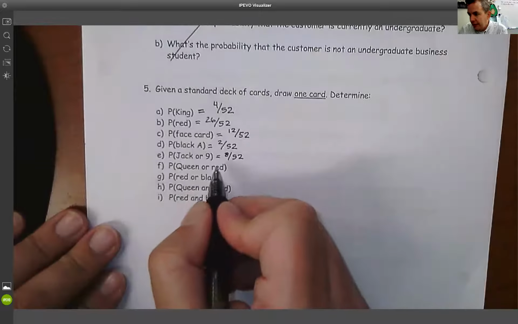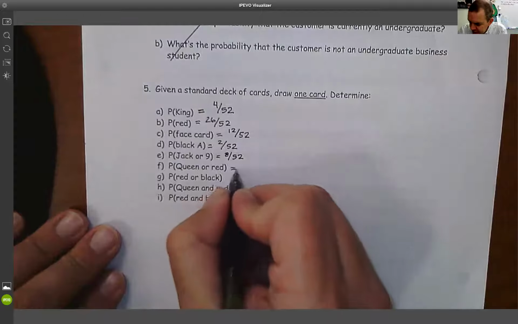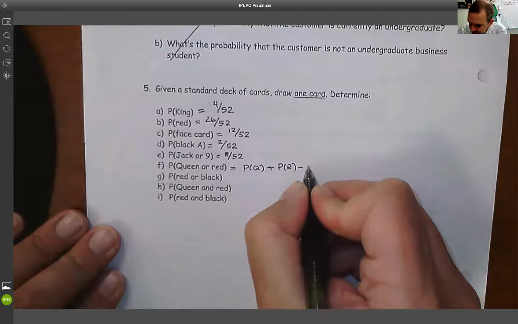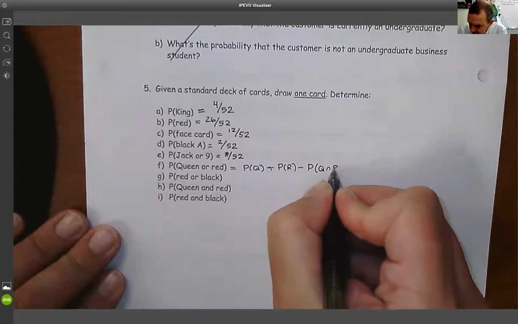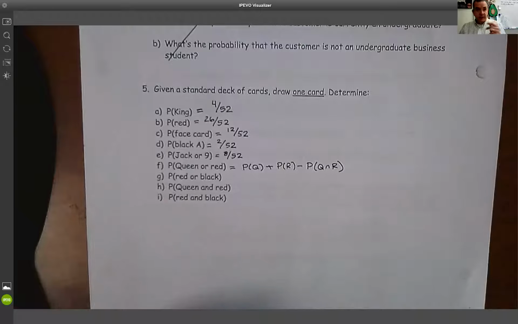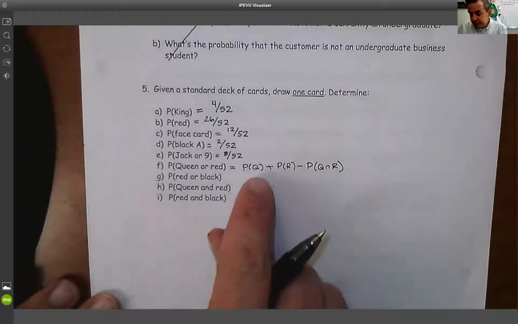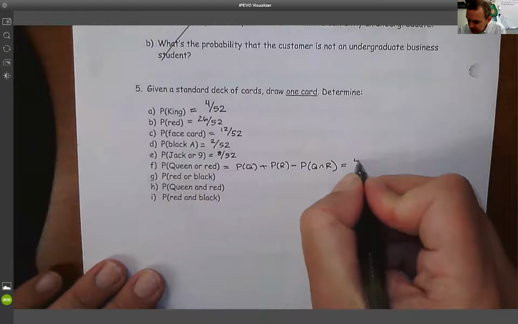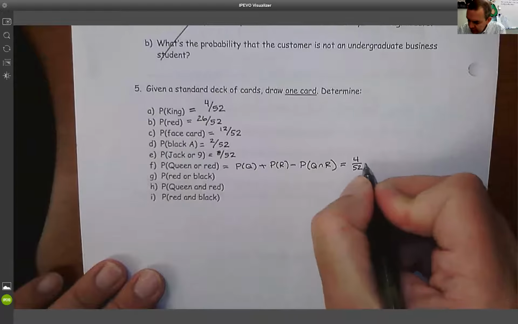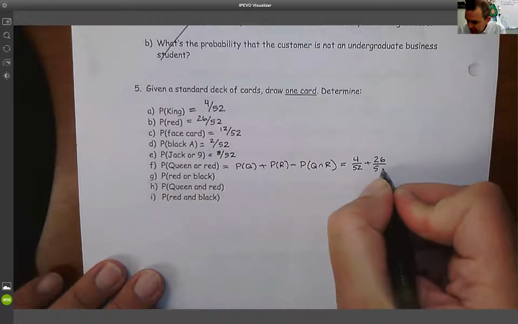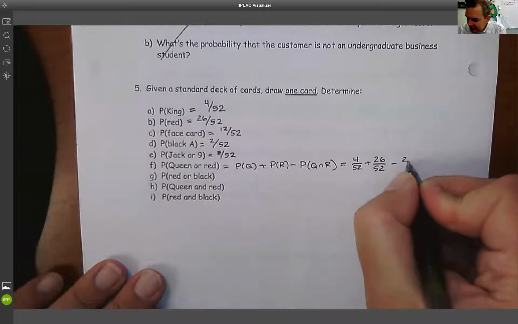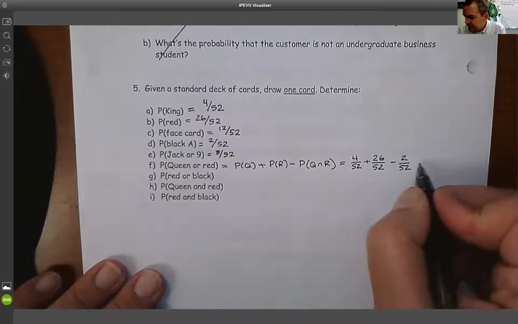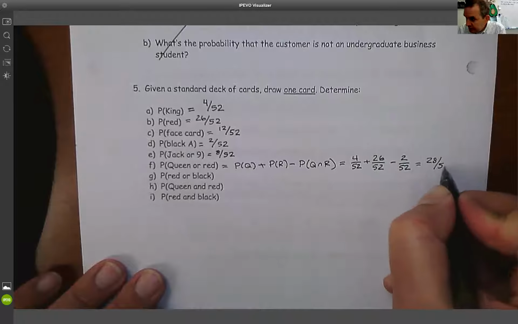A queen or red. Okay, this is going to be one we got to pay attention to because this one is going to say the probability of being a queen plus the probability of being red minus the probability of being a queen and red. So if you think about it, there are 2 red queens in the deck, the queen of diamonds and the queen of hearts. We count them here, but we'd also count them here. So what that would say is that 4 out of the 52 cards are queens, 26 out of the 52 cards are red, but I got to subtract that double counted queen of diamonds and queen of hearts. 4 and 26 is 30 minus 2. It's 28 out of 52.